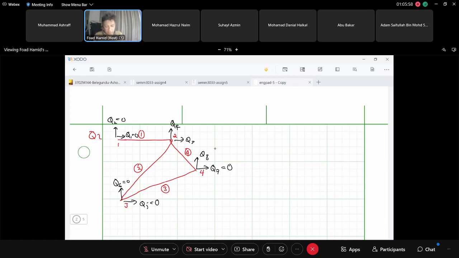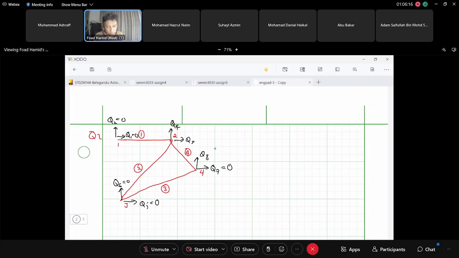So now initially we have 8 unknowns, 8 degrees of freedom. Now, after we put all the boundary conditions, how many unknowns are there? 3. Only 3, right? So don't worry.